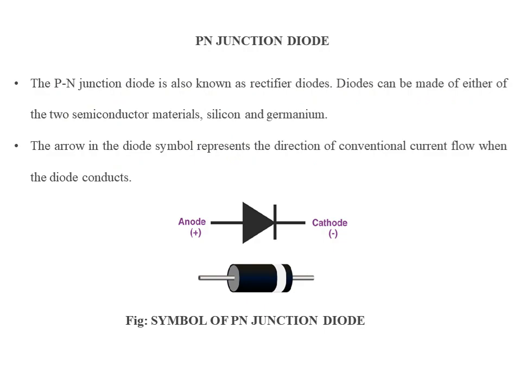PN junction diode. The PN junction diode is also known as rectifier diodes. Diodes can be made either of the two semiconductor materials, silicon and germanium. The arrow in the diode symbol represents the direction of conventional current flow when the diode conducts.